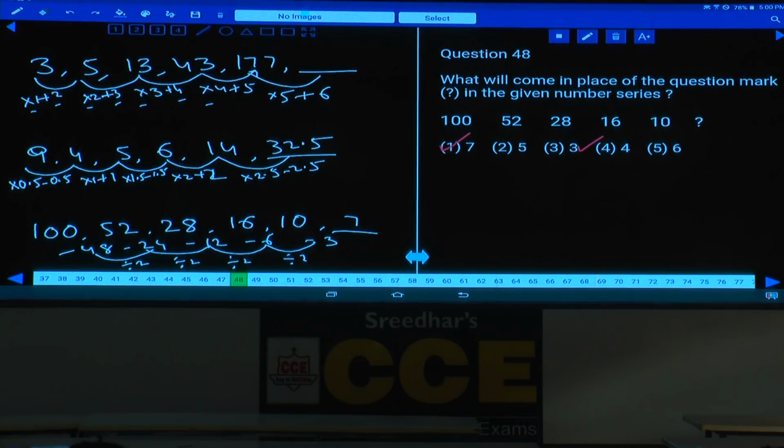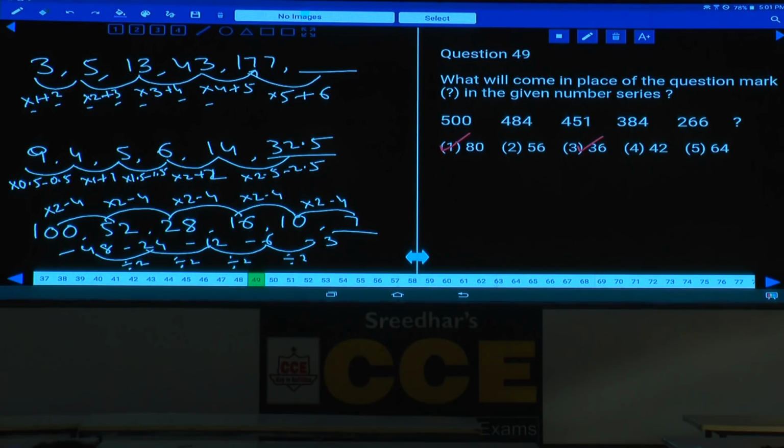Or else, again, 52 and 100: 52 into 2, 104 minus 4 is 100; 28 into 2, 56 minus 4 is 52; 16 into 2, 32 minus 4 is 28; 10 into 2, 20 minus 4 is 16; and something into 2 minus 4 must be 10. That means 7 into 2, 14, minus 4 is 10. Yes, 7. In the reverse order, it could be into 2 minus 4. In either way, you will get 7 as the answer, choice 1.